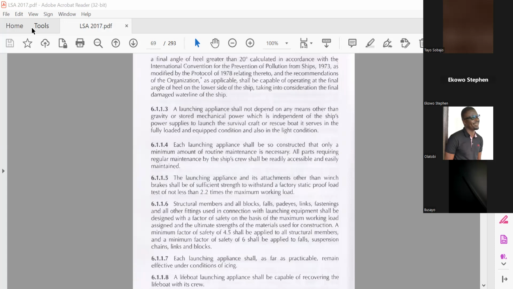And then I find one other one interesting there. The 16115. Launching appliance with attached winch brake shall be of sufficient strength to withstand a static load test of not less than 2.2 times the maximum working load. This means that the winch brakes must have sufficient strength to withstand the static load, that is 2.2 times the working load.